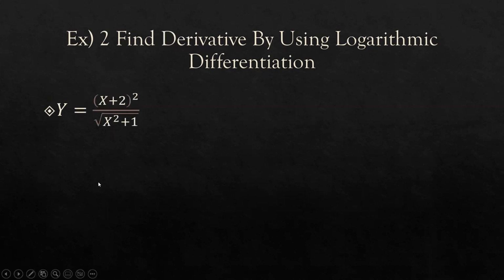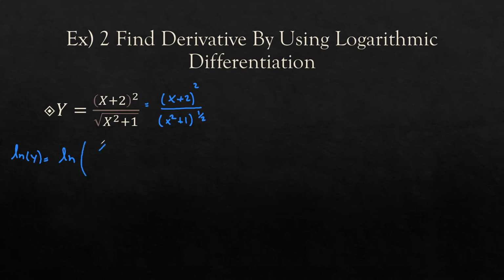Find the derivative by using logarithmic differentiation. Let's start with the first step. You're going to take the ln of both sides. Wait, is there anything we could do to make this more simple? I guess on the right side, I could put everything in power. This is already in power, so it's x plus 2 squared. And on the bottom, the square root of x squared plus 1 is equivalent to x squared plus 1 raised to the 1/2, right? So I think that'll be helpful. So we're going to take the ln of that whole thing.